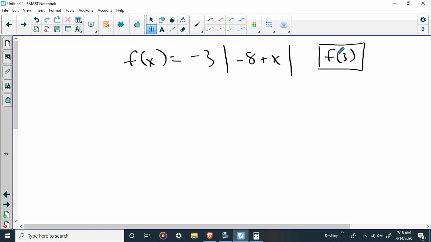Okay, so all that means is everywhere I see an x in here, I'm going to plug in 3. Okay, so we're going to say f of 3. Again, remember, this is not something you're evaluating. This is just by itself.